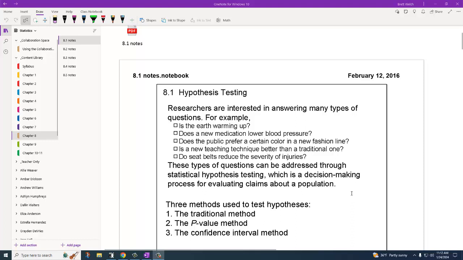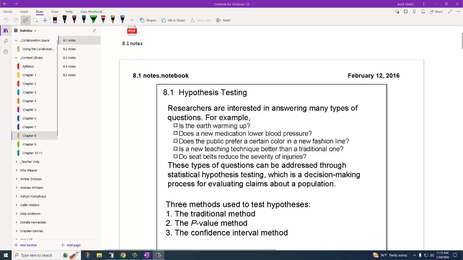We really won't get through a hypothesis test, but we want to know how they're built, and we'll start step one, basically, of doing a hypothesis test. So you can read here, researchers are often interested in asking and answering questions like, is the earth warming up? Does new medication lower blood pressure? Does the public prefer a certain color of a new fashion line? Do seatbelts reduce the severity of injuries?